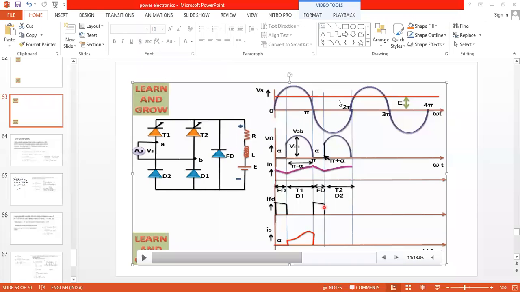So in today's class, we take the problem on single phase full converter with inductor load. Before we study the inductor load problem, it contains two stages: one is without freewheeling diode and another one is with freewheeling diode.